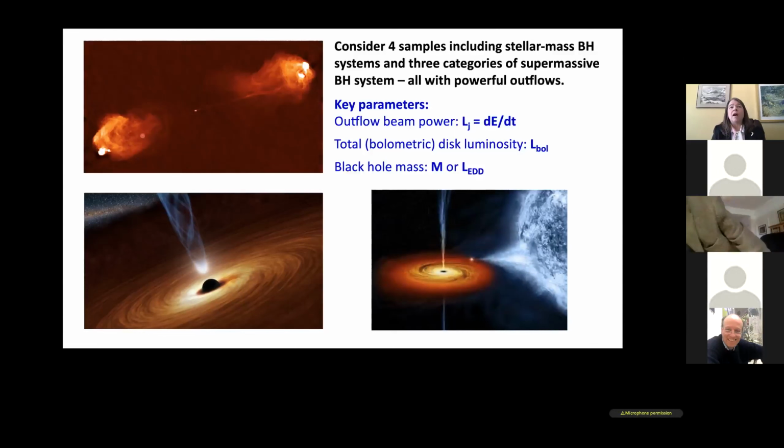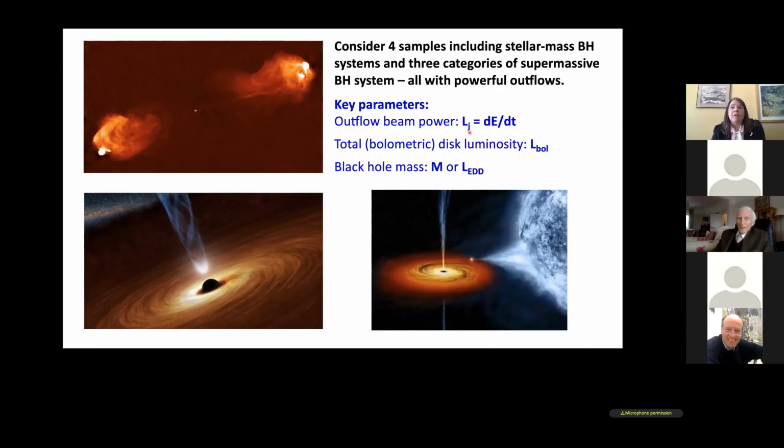All of the sources I'm going to be talking about have collimated powerful outflows. One sample I'll be studying are FR2 sources, classical double radio sources, and here's Cygnus A shown as an example in the upper left. And then I'll be talking about 2 samples of compact radio sources, illustrated in the bottom left, where the radio emission is coming from a compact area quite close to the AGN. So all of the samples have powerful collimated outflows, but they represent 3 categories of AGN, and then the galactic black holes.